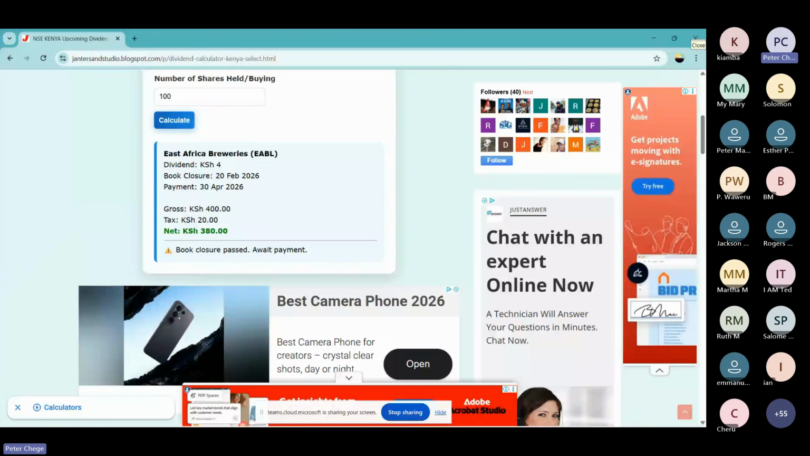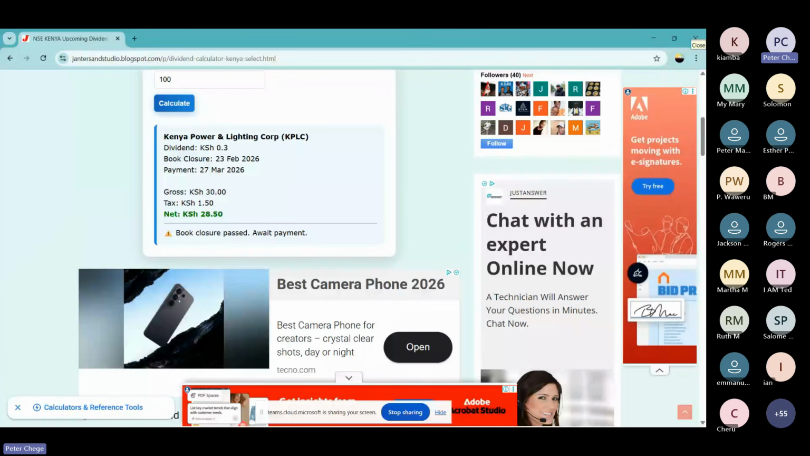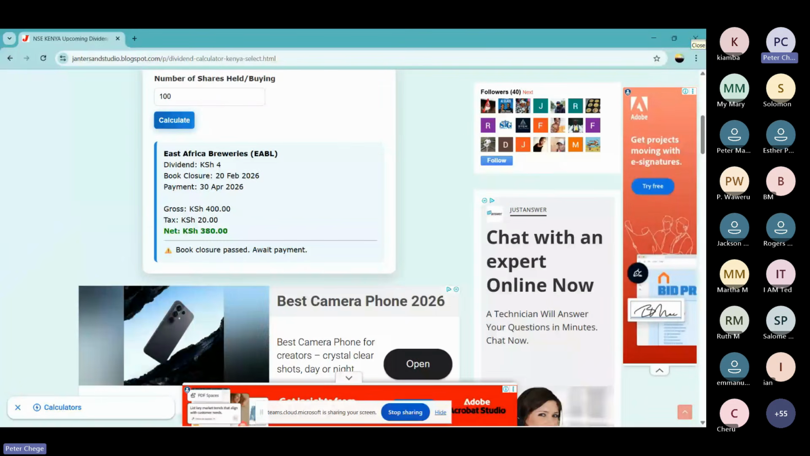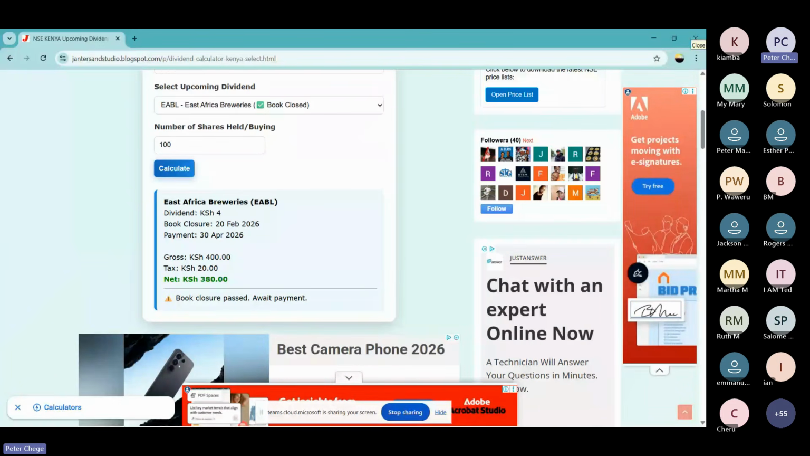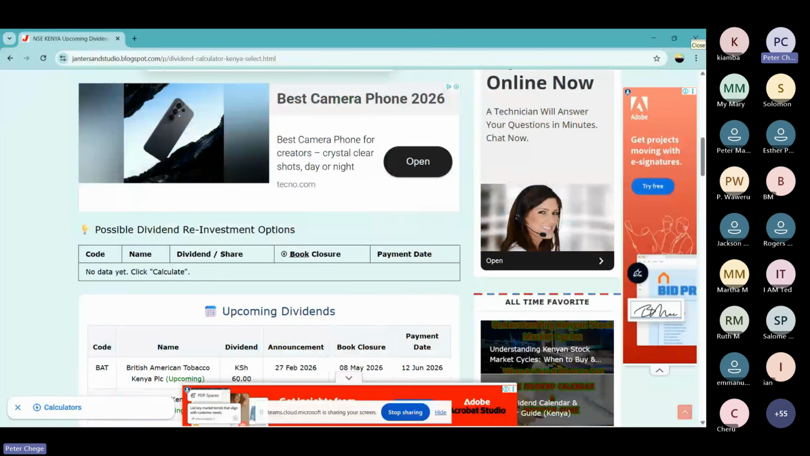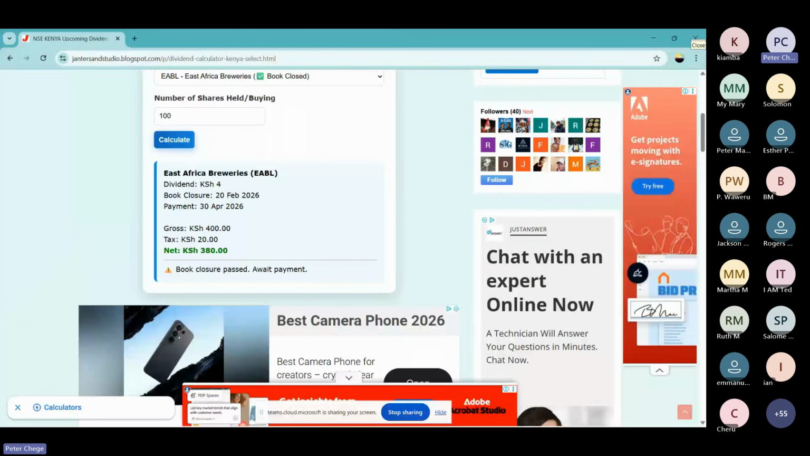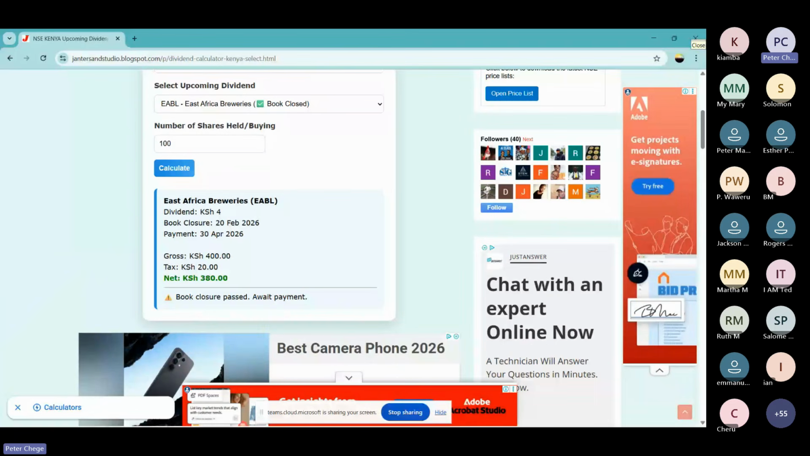Now, if I picked a different share, like the ones which have closed, let's see whether it can propose. KPLC book closed. Does it have anything? No. EABL. Any share that has a payment day earlier than another book closure is supposed to give you a possible investment option where you can reinvest that dividend. Only that for these shares which have closed the books, the payment is way after, so there is no reinvestment.